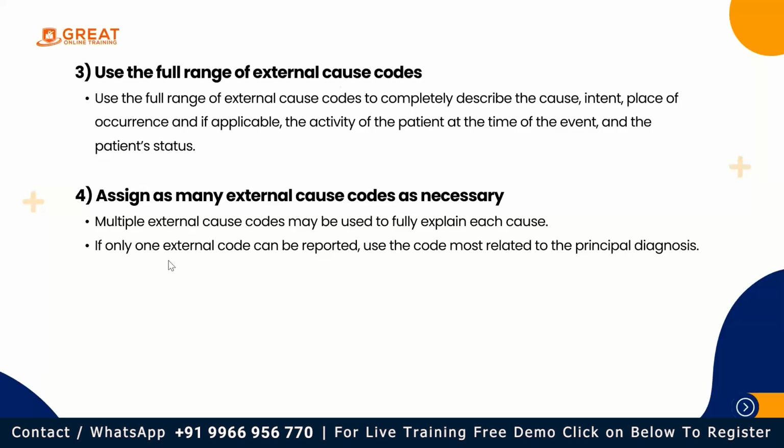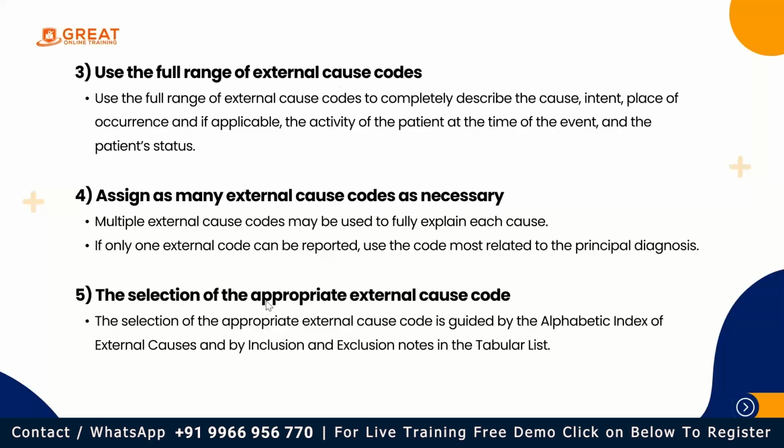So if you have multiple external cause codes, but your company uses billing software, you have a limitation on the number of codes. Some companies allow 5 codes, some need 10 codes. If you have a limitation on using external cause codes, in that case you have to use only one external cause code, which is most related to the principal diagnosis, the reason for the encounter.